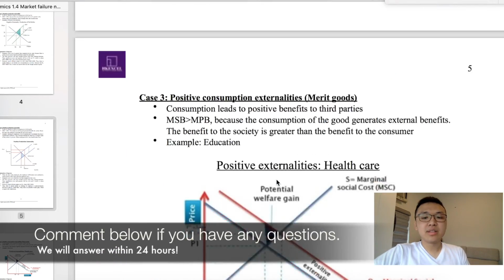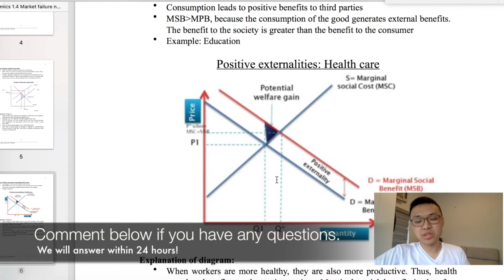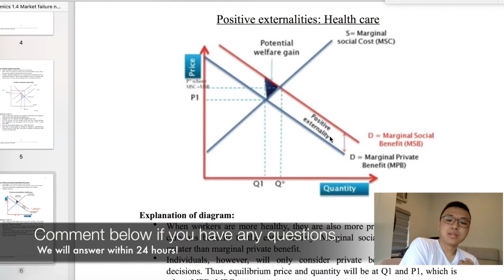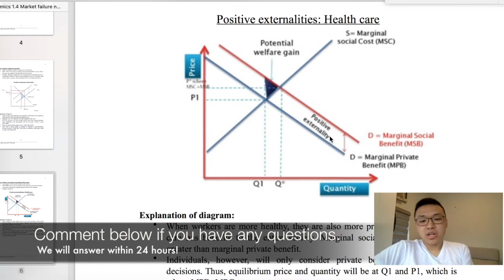Okay. So another example, let's say positive consumption. For positive consumption, we draw two demand curves, right? MSB and MPB. MSB is higher, the social benefit is higher than the private benefit. And then we can identify the market equilibrium. The market equilibrium is where MPB equals MPC, so it will be at P1 and Q1. But the socially optimum point is where MSC equals MSB, so that's P star and Q star. So we can see the market equilibrium is Q1, but the socially optimum quantity is Q star. So now, when there are positive consumption externalities, there's underconsumption of the good, right?